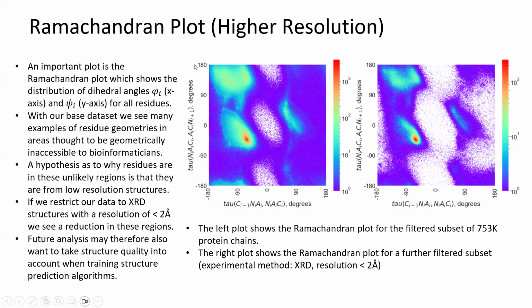So this is quite a famous picture, really, where we have these regions of high concentration, and they're generally attributed to certain secondary structures. So this area of concentration is generally attributed to alpha helices, I think.